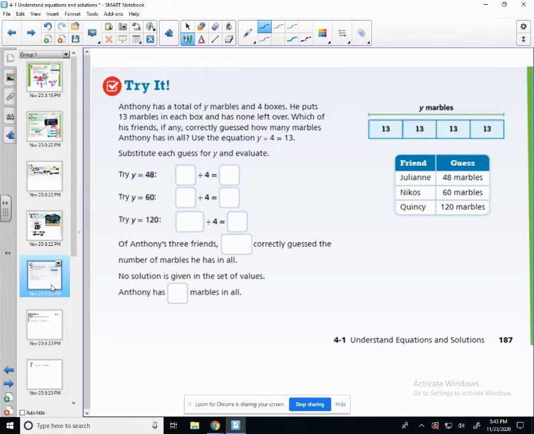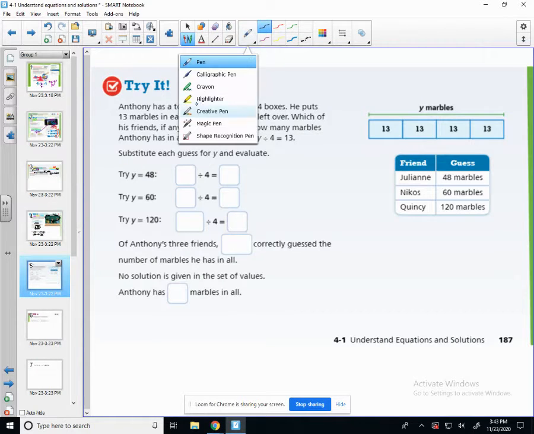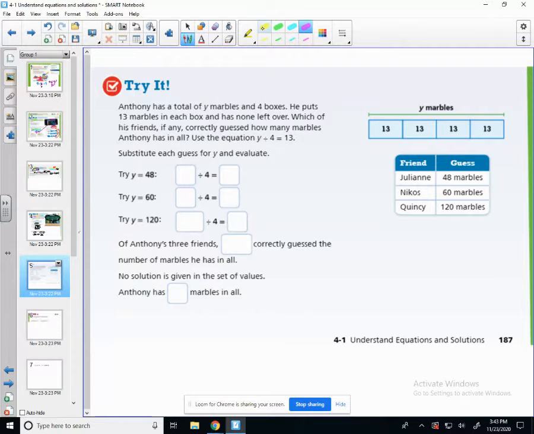All right, now try it on your own. It's going to be the same type of question. Anthony has a total of Y marbles. So I don't know how many. See that right there? But I do know that it's going to be into 4 boxes. 1, 2, 3, 4 boxes.